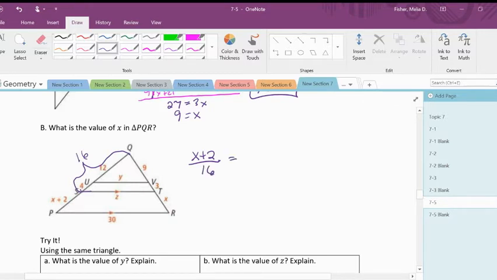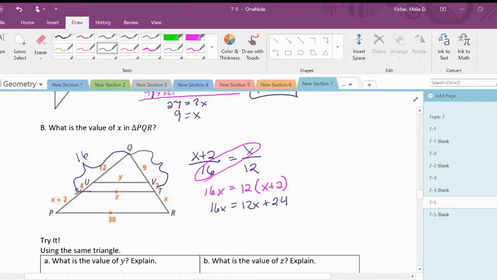And then on the other side, we have x, and then we need the 9 and the 3 together, which is 12. Using my cross products, I get 16x, and don't forget we need to do distributive property, so it's always a good idea to write it down and not try to do that in your head. So I get 16x equals 12x plus 24.